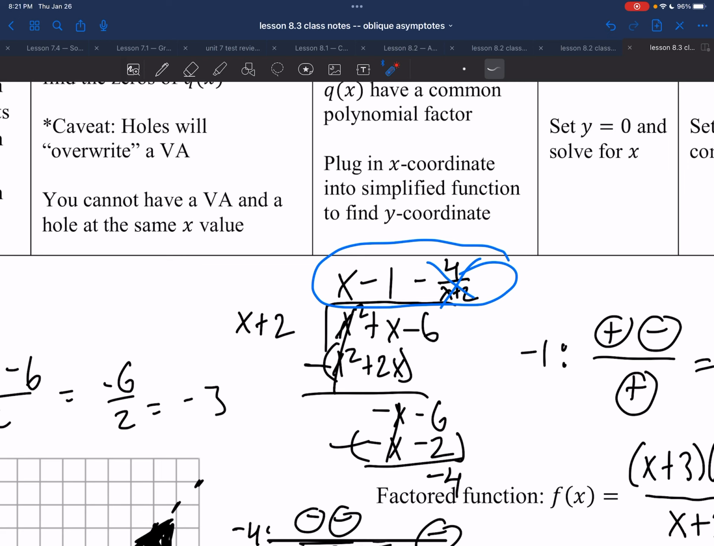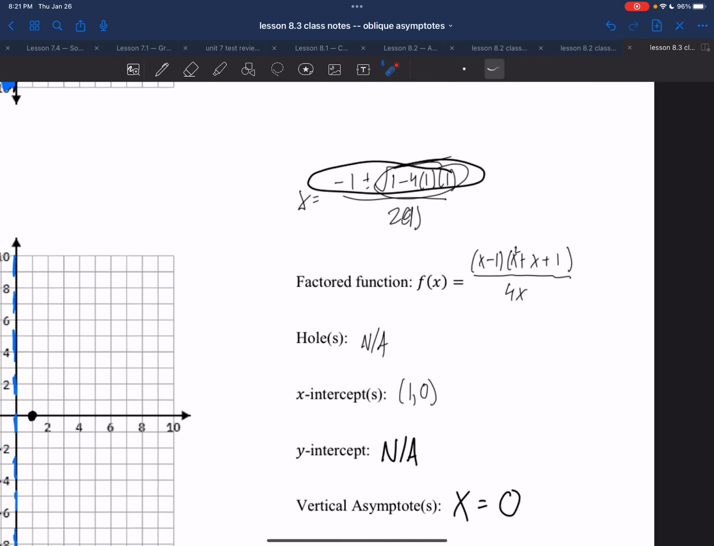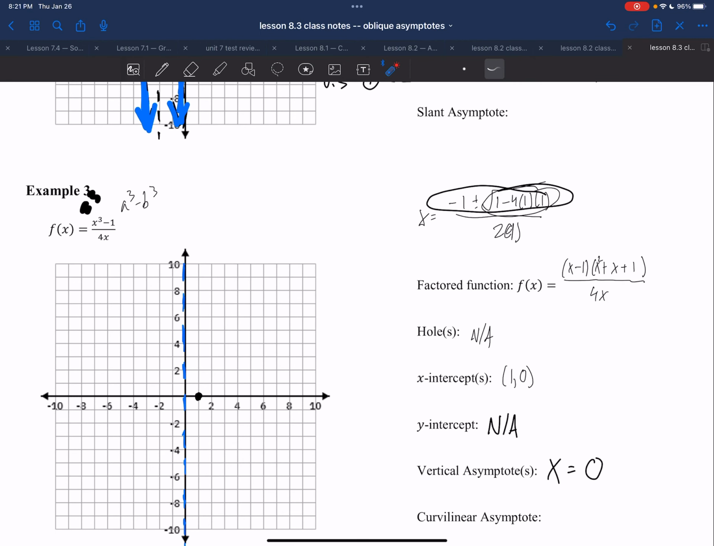Because the difference in the degrees, this degree was 2, this degree was 1, means that the highest degree of my quotient is going to be 1. So it's linear, meaning it's a line. But here, the highest exponent on top is 3, and the degree on the bottom is 1. That means if I use polynomial long division, I'm not going to get a linear this time.